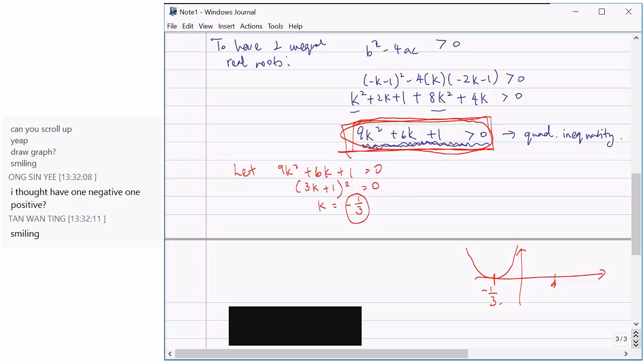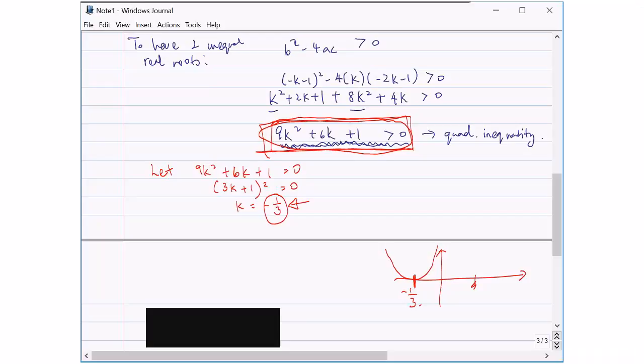Not always one negative, one positive. Not always. It depends on what you get when you let it be 0. So far the questions we did yesterday all have two values. That's why it had two intercepts. But here there's only one answer, so only one intercept. Okay? So you must be flexible with the way you think. It's not always two intercepts.